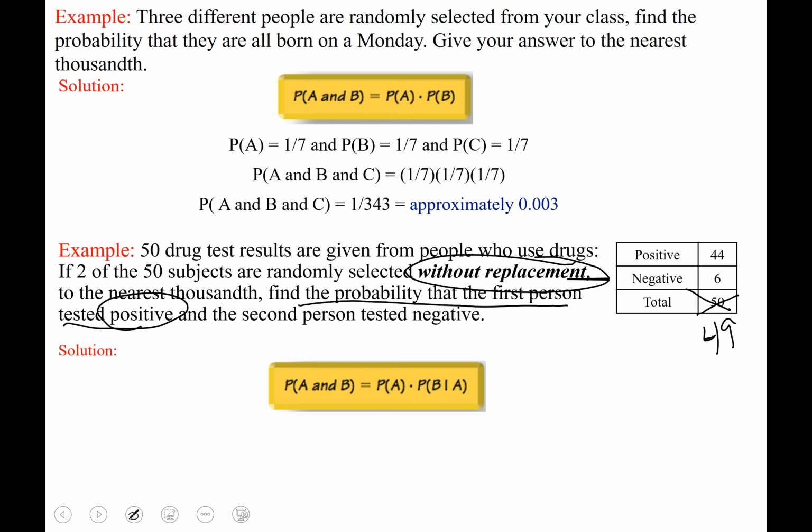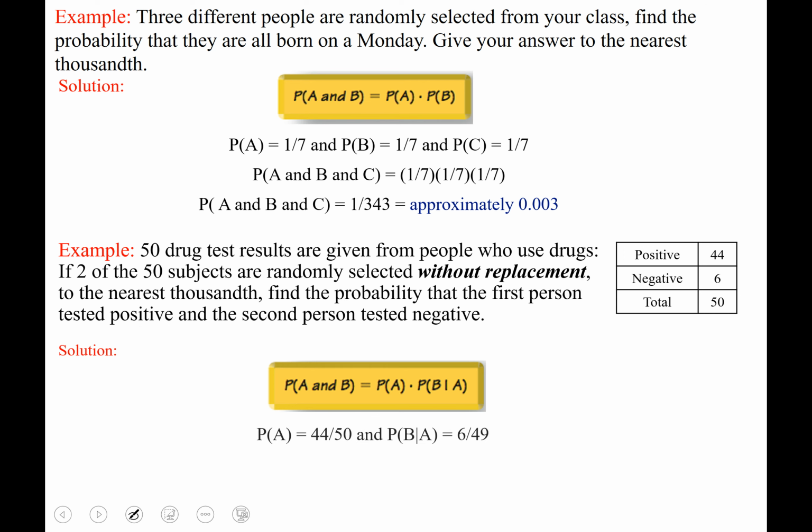So the first person is out of this group of 44. So that would then decrease. There would only be 43 left. So now you can see the numbers are totally different. So when you're setting up your fraction for the probability of event B occurring, given A already occurred, you're working with different numbers. So these are dependent events. Let me erase all that and let's set it up.